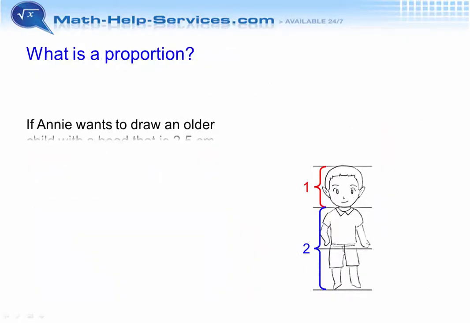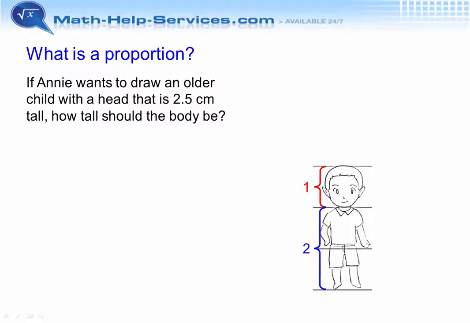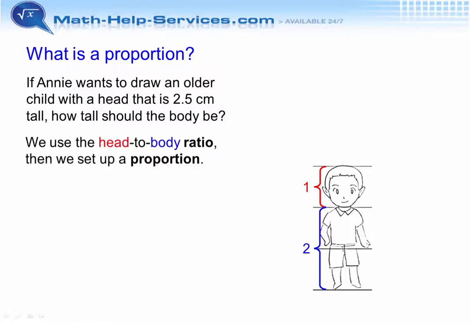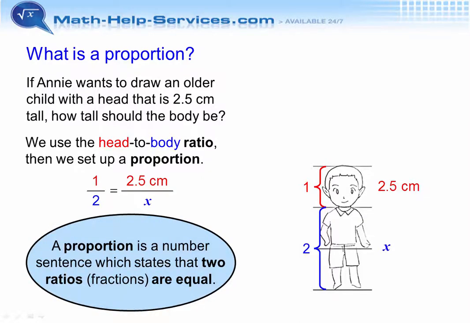What is a proportion? If Annie wants to draw an older child with a head that is 2 5/10 centimeters tall, how tall should the body be? We use the head-to-body ratio, then we set up a proportion. So 1:2 is the ratio, and we know that equals 2 5/10 centimeters to x. A proportion is a number sentence which states that two ratios, or fractions, are equal.